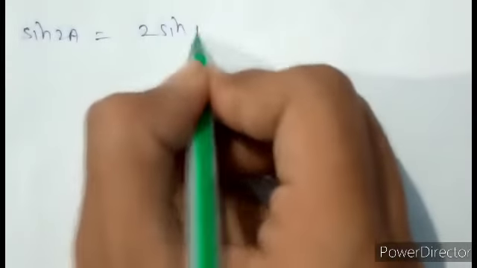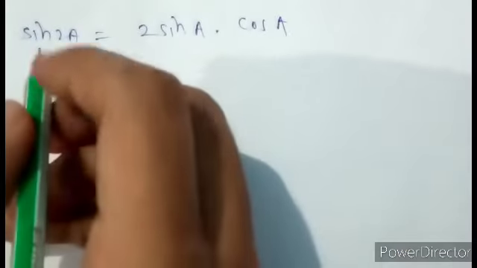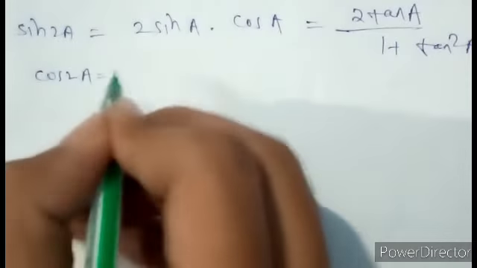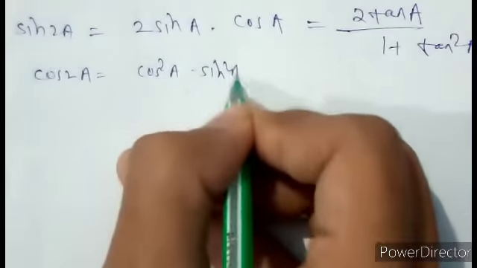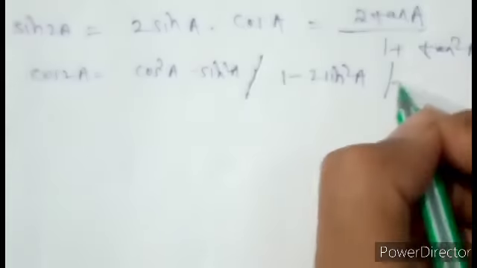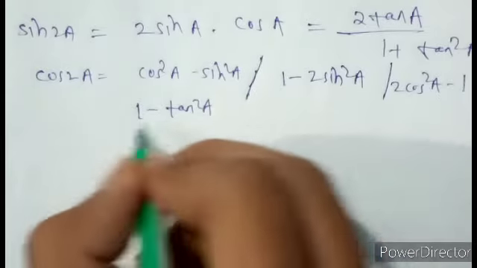Then come to another formula, sin 2A is equal to 2 sin A cos A, or 2 tan A upon 1 plus tan square A. Then the second formula, cos 2A is equal to cos square A minus sin square A, or 1 minus 2 sin square A, or 2 cos square A minus 1, or (1 minus tan square A) by (1 plus tan square A).